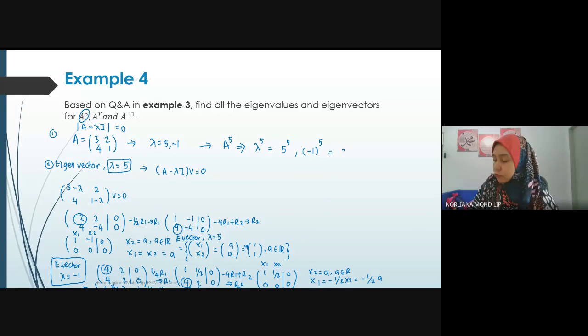So we have 3, 1, 2, 5 and -1. Okay, power kan dia punya lambda. Okay, ada soalan tak? Faham ni?